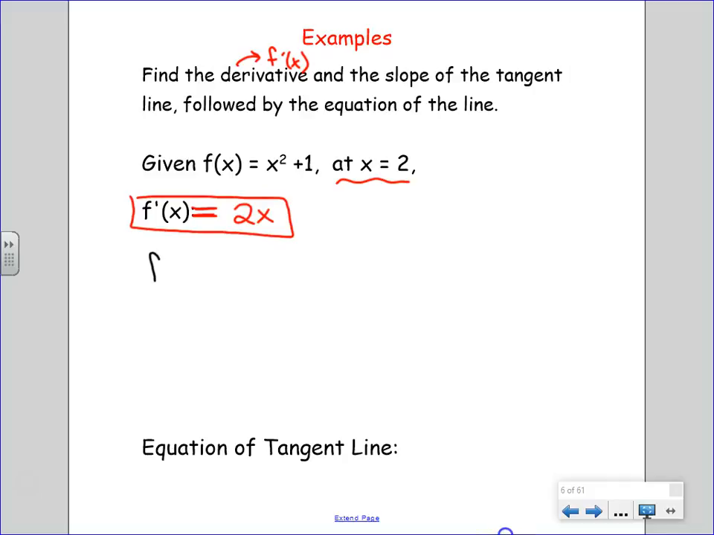Let's find f prime now of, who's my specific x value? 2. Now, since we're practicing in this section a limit formula, let's go ahead and practice one of the different versions of the definition. Let's go ahead and use the first one. So the limit as x approaches c, which is 2, of f of x minus f of c, which is 2, all over x minus 2. Let's see if we can plug into this one.